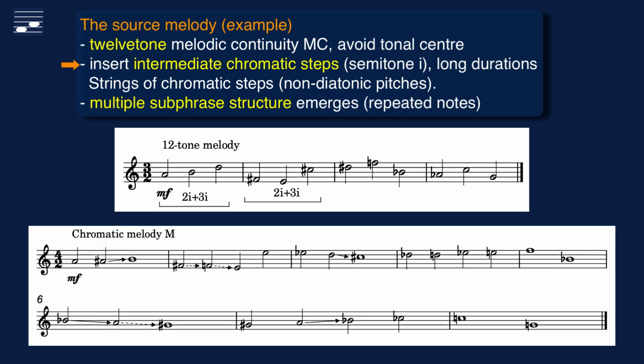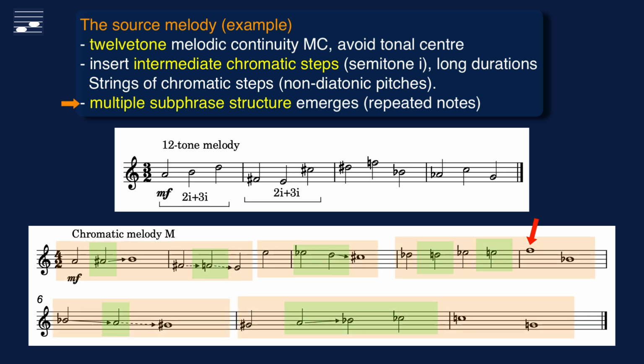I turn this into a longer melodic continuity by inserting chromatic groups with intermediate semitone steps. Schillinger recommends long-duration melody notes. You'll also find strings of 2 or more chromatic steps. Note that by some divine or diabolical intervention I omitted pitch D. As always, the devil is in the detail, but fortunately that does not affect the harmonization process. The melody has apex pitch F5, and a multiple subphrase structure emerges through the use of repeated notes.